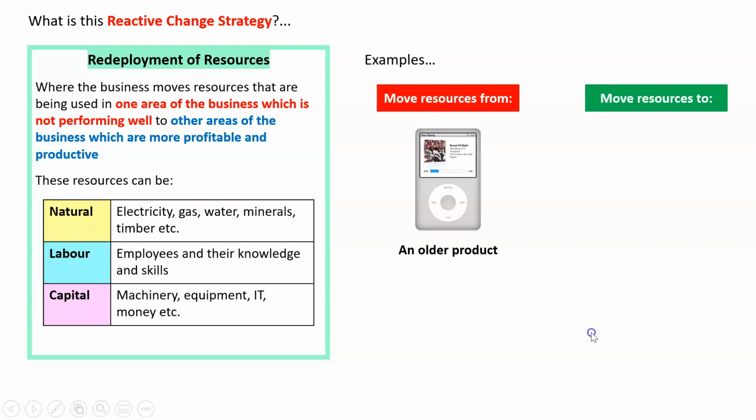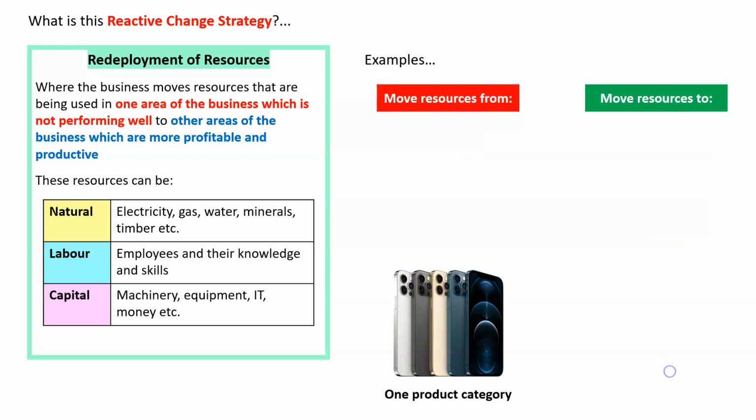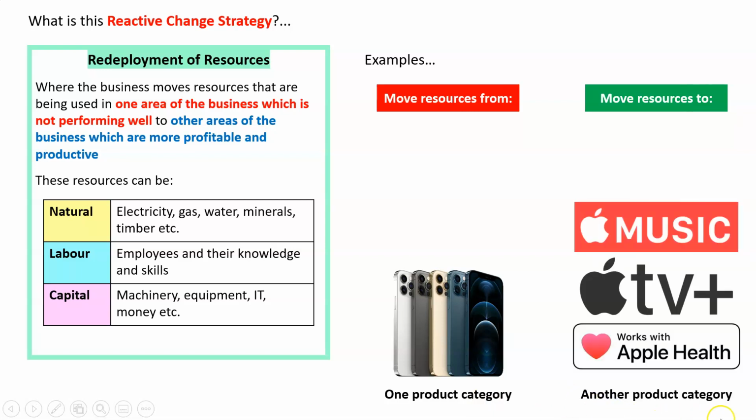So some specific examples we could use, we could move resources from making an older product, so the iPod, which is still sold, but not much. But if I'm Apple, I'm probably not going to devote many resources to that. Most of our resources are now moved to newer products like iPhones, iPads, etc. We could also move it from an entire category. So we could move it from the iPhones to Apple. We're going to look at this in another topic, but they're actually diverting resources to some other areas which we're going to call services like Apple Music, Apple TV Plus, and Apple Health. So to an entirely different product category.